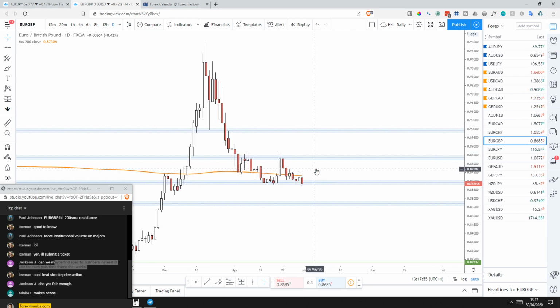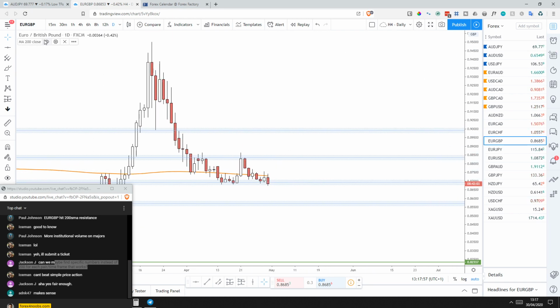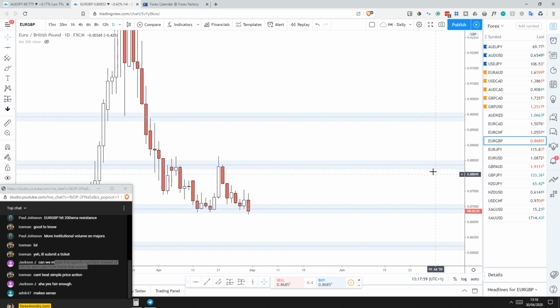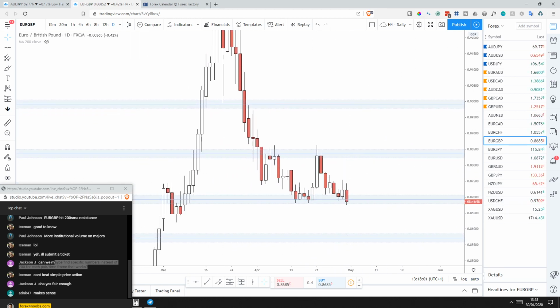Where were we? I still think there's a good chance, by the way, that EURGBP will bounce from this level. I just think that perhaps that trade was a bit early. I still think there's a good chance it'll bounce from this level. We'll just wait and see what happens, but I'm not going to take a trade there.